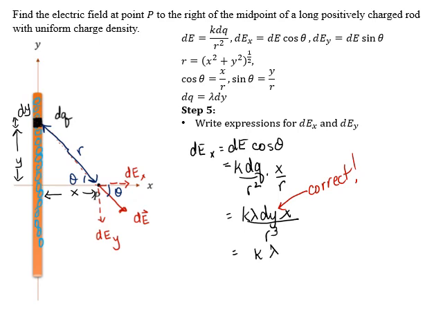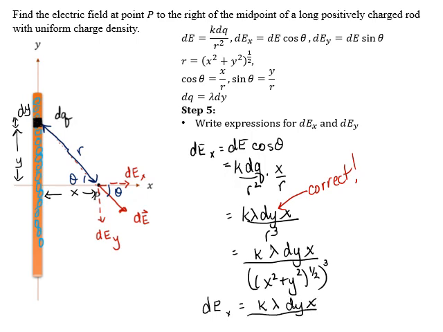Okay, let's fill in what we mean by r. r is equal to x squared plus y squared to the 1/2. And remember, our r is cubed. So our final expression for dEx then is k times lambda times dy times x divided by x squared plus y squared. When you have an exponent to an exponent like this, you multiply the exponents, so that's to the 3 over 2. So this is the x component of our element of electric field dE.